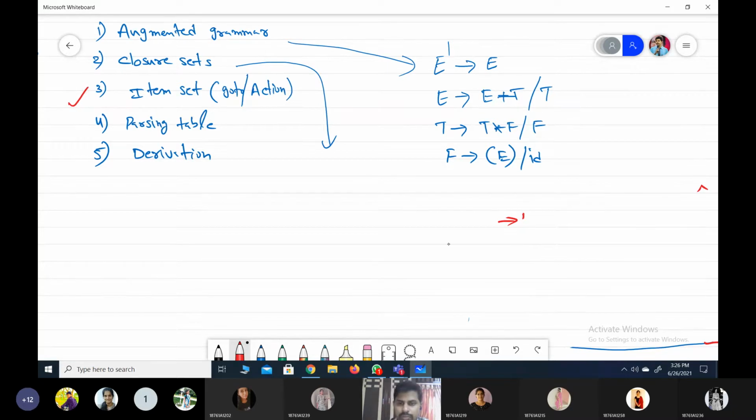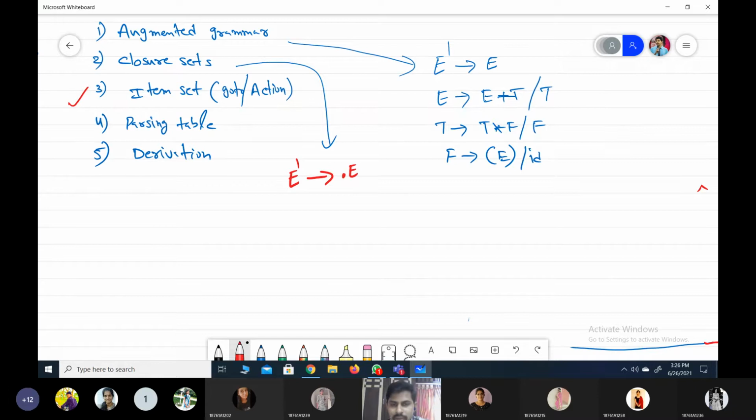During this process, first we consider the augmented grammar: E dash tends to. Initially we place the dot at the starting of that production, at the right hand side, before the first symbol. So we consider E dash tends to dot E. After the dot, what do we have? Non-terminal E occurs.